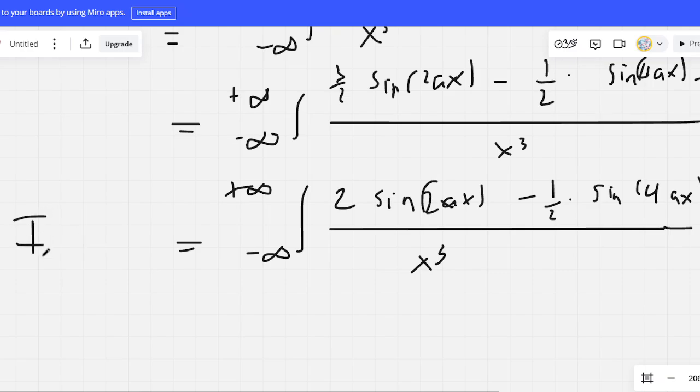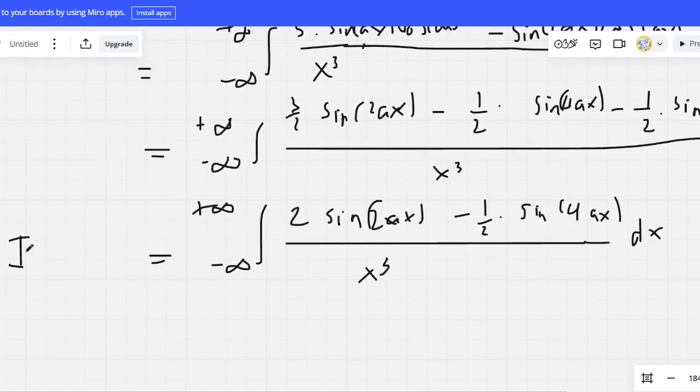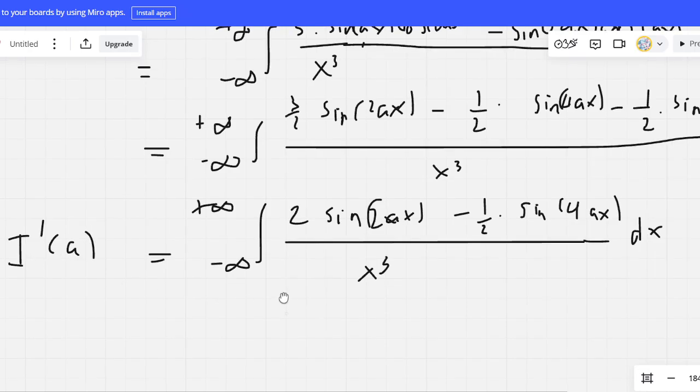If you don't know what the Dirichlet integral is, well, you can skip. The timestamp chapter should be in the description below. But if you don't, I will actually go and prove the Dirichlet integral here as well. So this is the first derivative of I sub a.